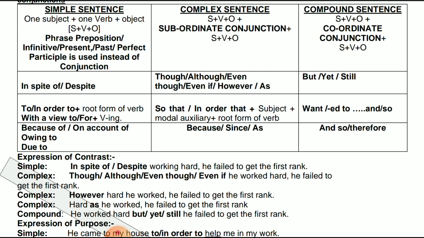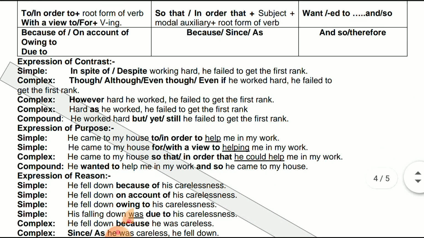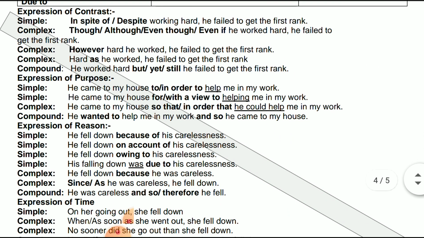Now let us look at the example so that you understand it better. Now, expression of contrast. In spite of or despite working hard, he failed to get the first rank. Now here, how many verbs are there in this sentence? Suppose it is given that this is a simple sentence, but you may take into account words that look like verbs also as verbs.